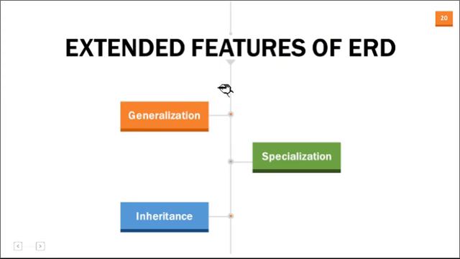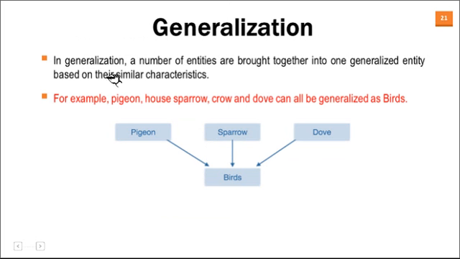Now we will discuss some extended features of the ER diagram, that is generalization, specialization and inheritance. What is generalization? If I can combine two or more entities into a single one according to their common or similar characteristics, that is generalization. Like pigeon, sparrow and dove, all are what? Birds. It means all birds have one common characteristic, that is they are all birds. So I can combine them as a bird entity.